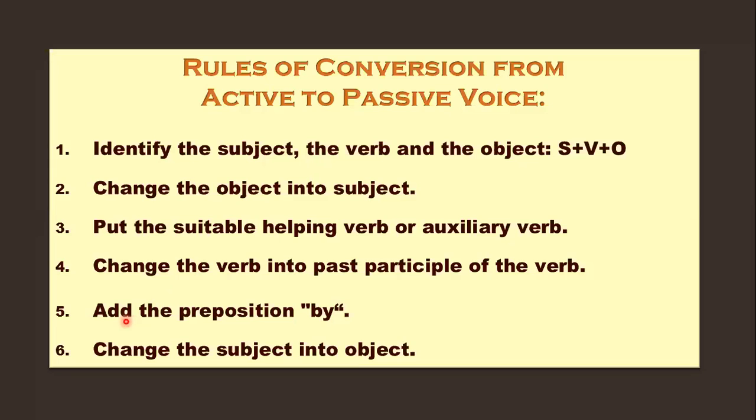Okay, the fifth point, add the preposition by. So whenever you are changing an active voice into a passive voice, the most important thing is that you add the preposition by here. Okay, by is always added. And then the last point, you change the subject into object. That is, the subject and the object are interchanging the positions with each other. They're always switching the place from one to another. So if it's beginning with the object, you put the subject to the front, and if it's beginning with the subject, you put the object to the front first. Okay, so these are the 6 rules.